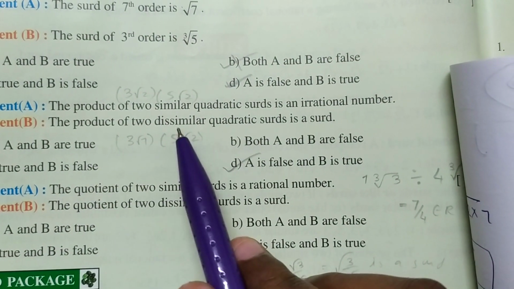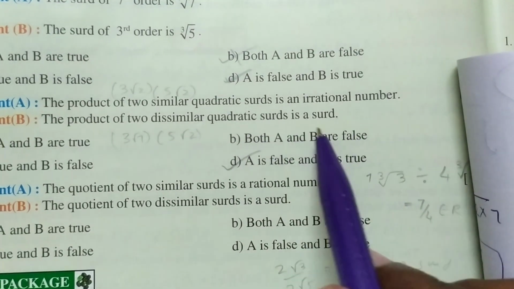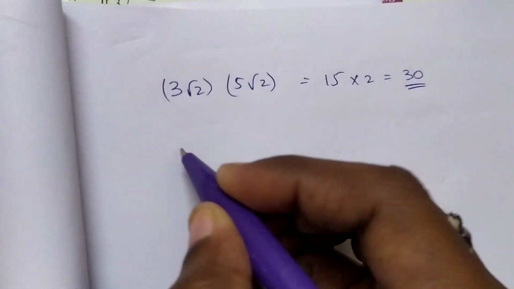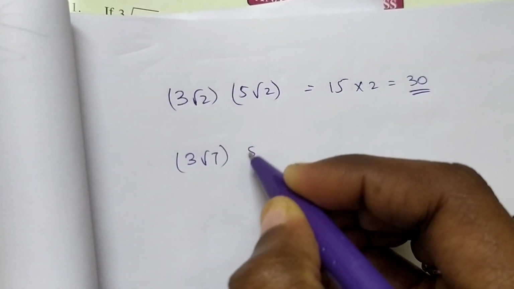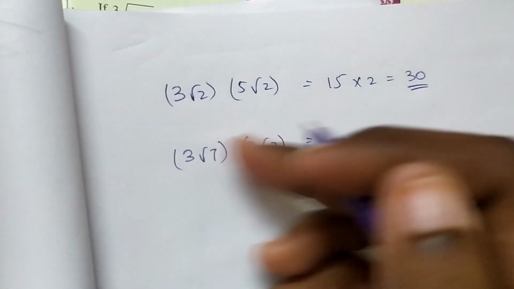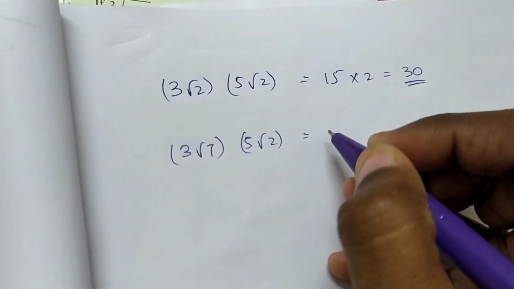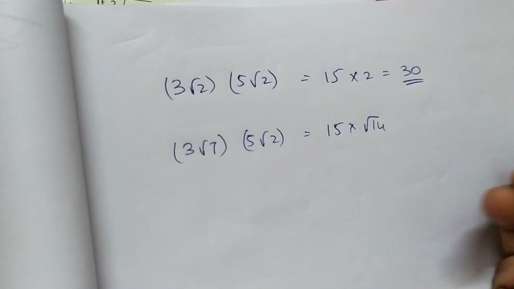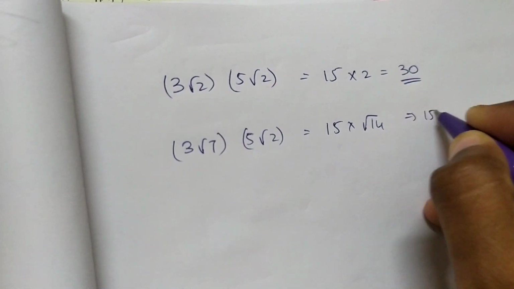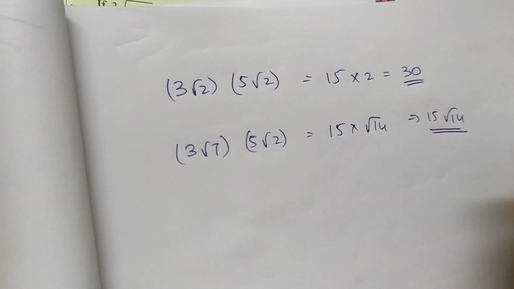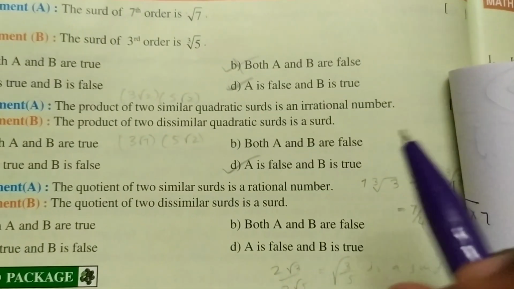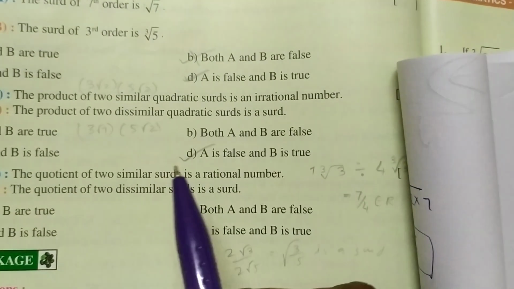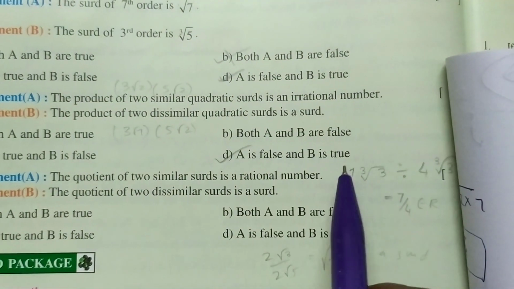Then the product of two dissimilar quadratic surds is a surd. Dissimilar quadratic surd means what? 3 root 7 into 5 root 2 is coming. So if you multiply this, you will get 5 3s are 15 into root of 7 2s are 14 will come. It's like 15 root 14, which is an irrational number, which is also a surd. Therefore, A is false and B is true.